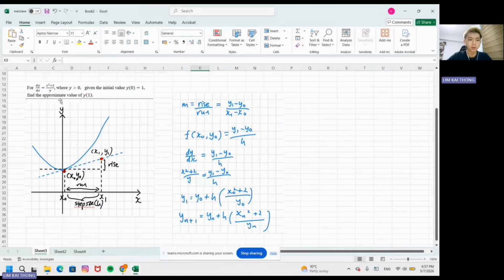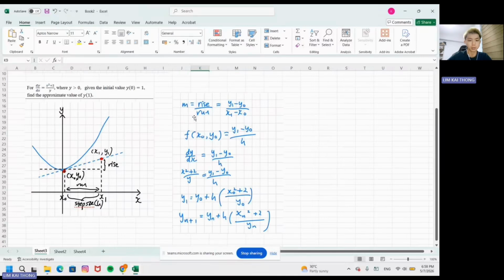In order to find the approximate value of y1, I will plot a point here under the curve, which allows me to form my slope. The point above it on the curve will be the exact value of y1, which we will find in part C. To derive the formula, we must first find the gradient of the tangent, which is also the slope here.